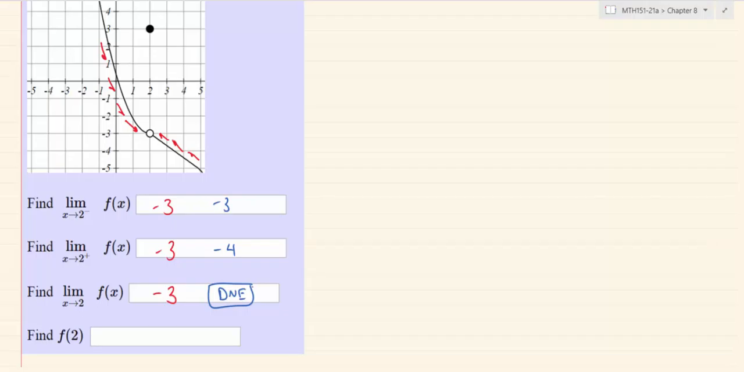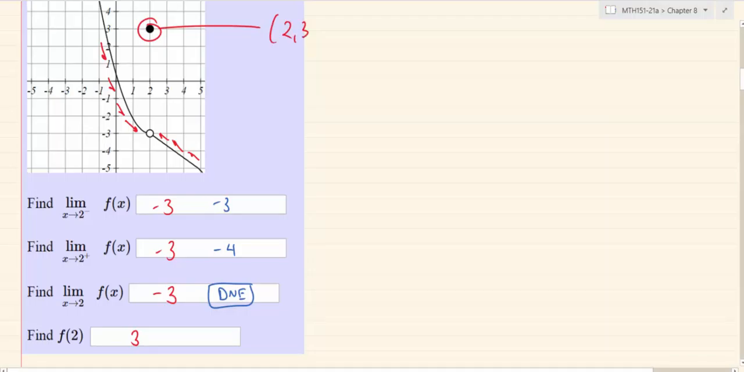And then finally, what is f of 2? If you actually plug in 2, what would you get? Positive 3. Yeah, that's this point up here, 2 comma 3.